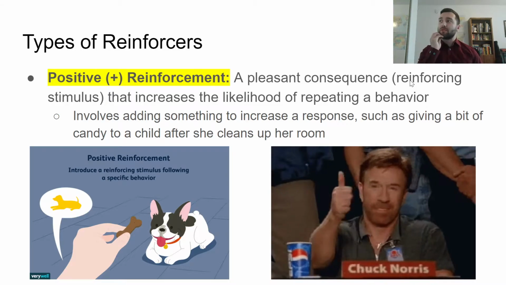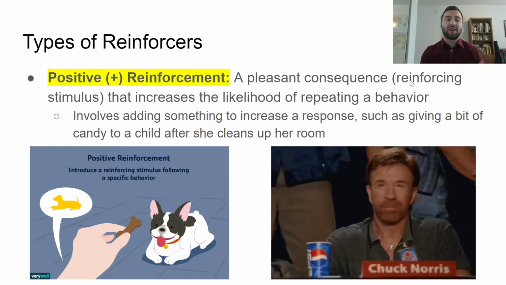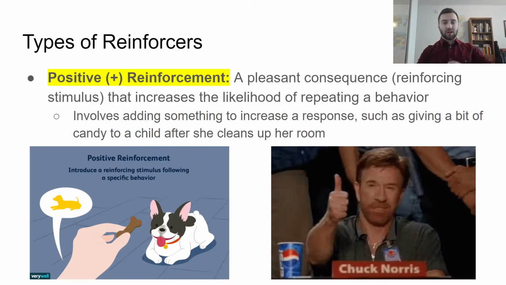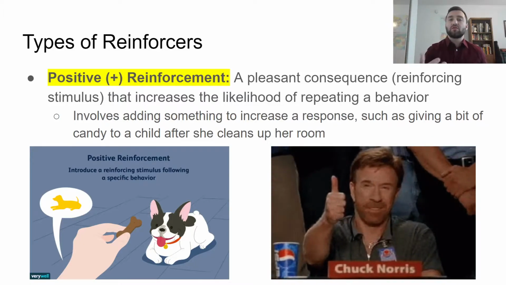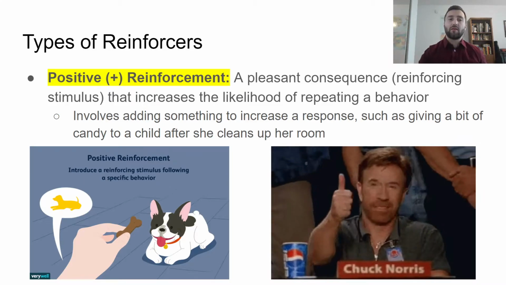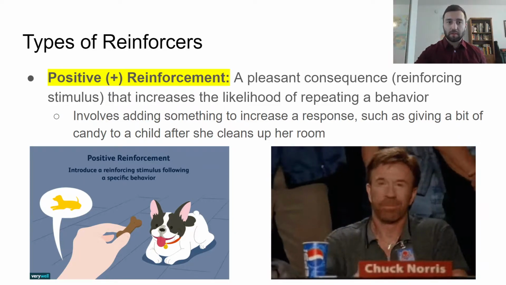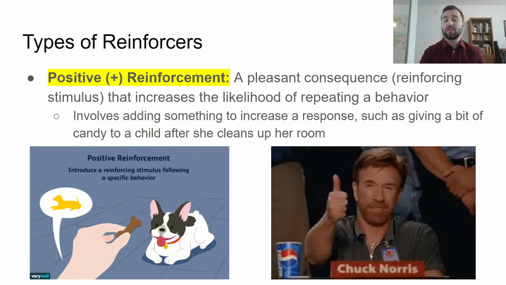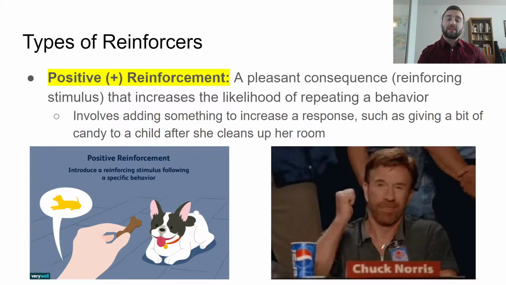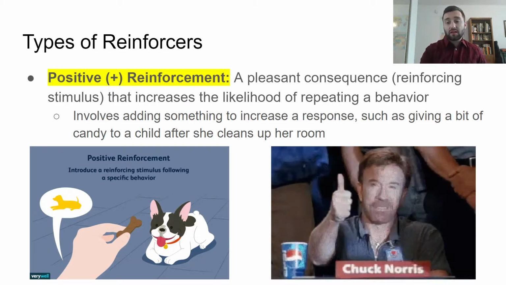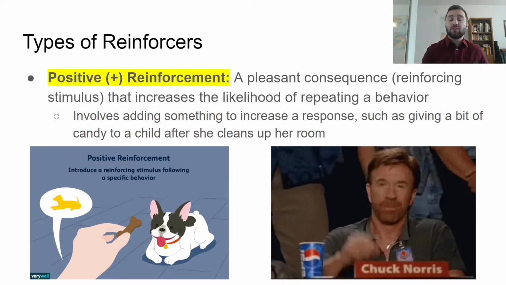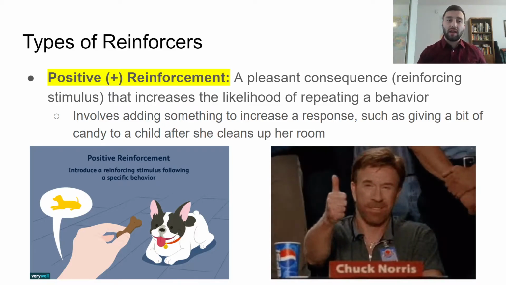So let's talk about types of reinforcers. Again, there's a lot of different pieces here. We're talking about reinforcers in general. They can be primary or secondary. This is really about reinforcing and the process of reinforcement. So the first one is what is called positive reinforcement. Now we're going to break this down a little bit, because there's basically four pieces. We can have reinforcement, we can have punishment, and then either of those can be positive or negative.